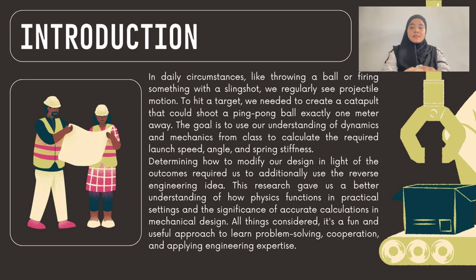First content, it is introduction. This project involved designing a catapult to launch a ping pong ball exactly 1 meter using principles of dynamics and mechanics to calculate the necessary launch speed, angle, and spring stiffness. By applying reverse engineering, the team refined the design based on the test results. The experience enhanced understanding of real-world physics, highlighted the importance of precise calculations in mechanical design, and promoted problem solving, teamwork, and practical engineering skills.